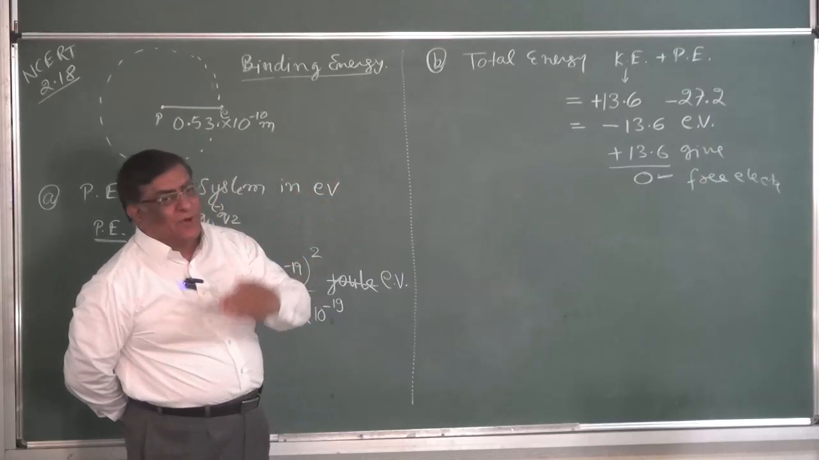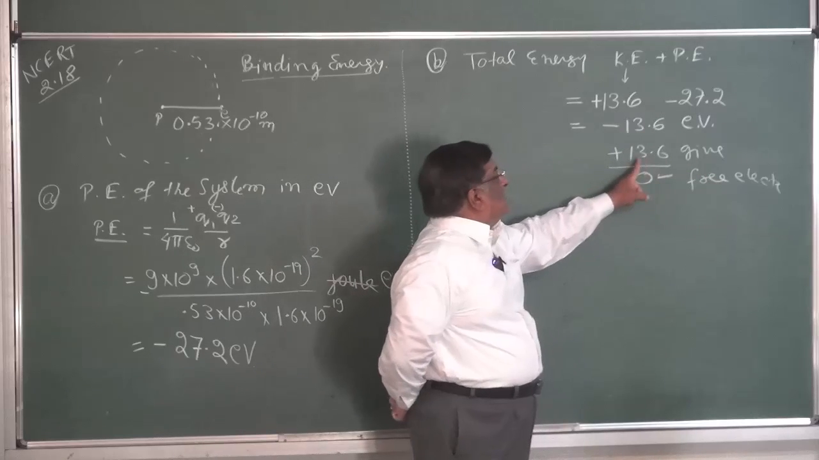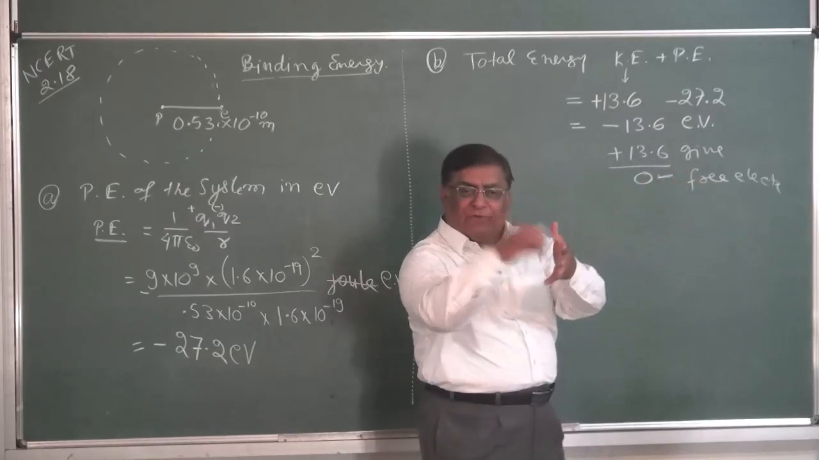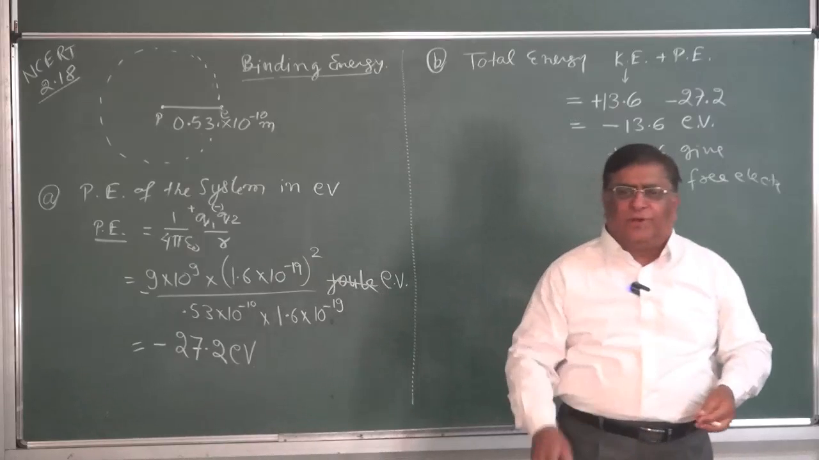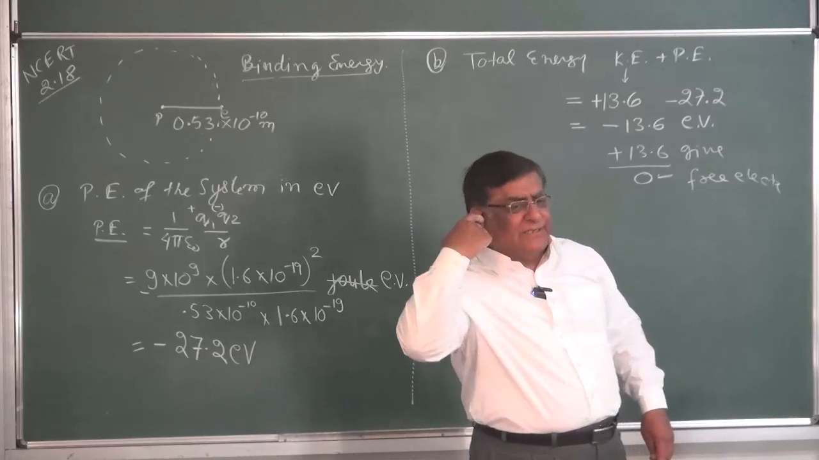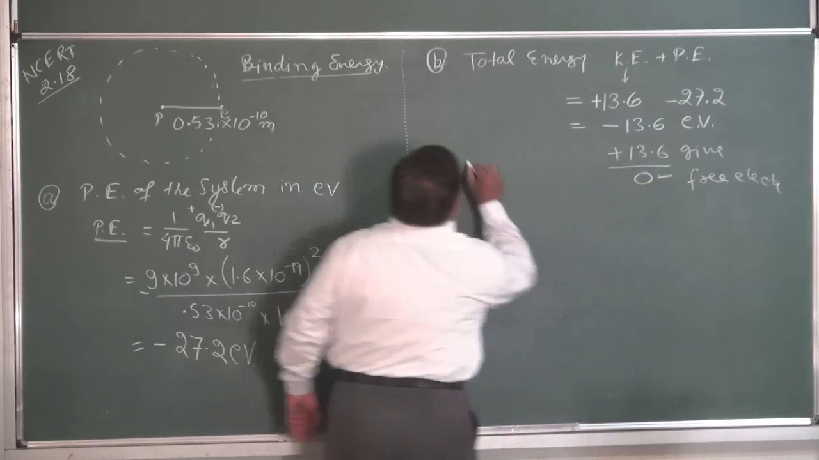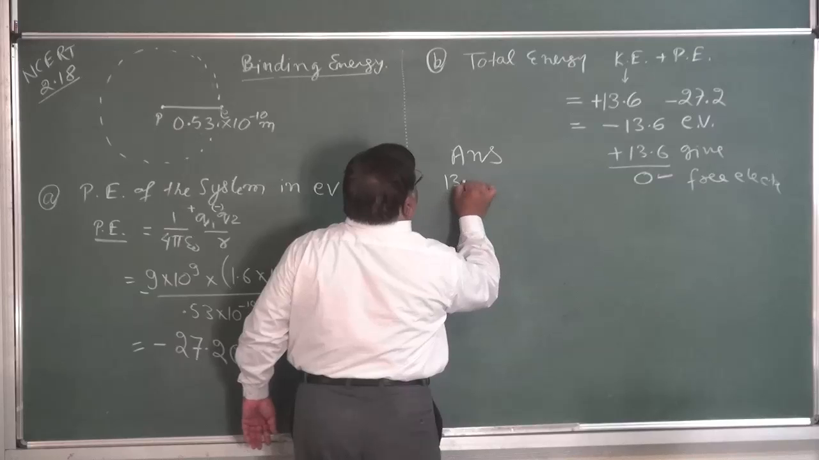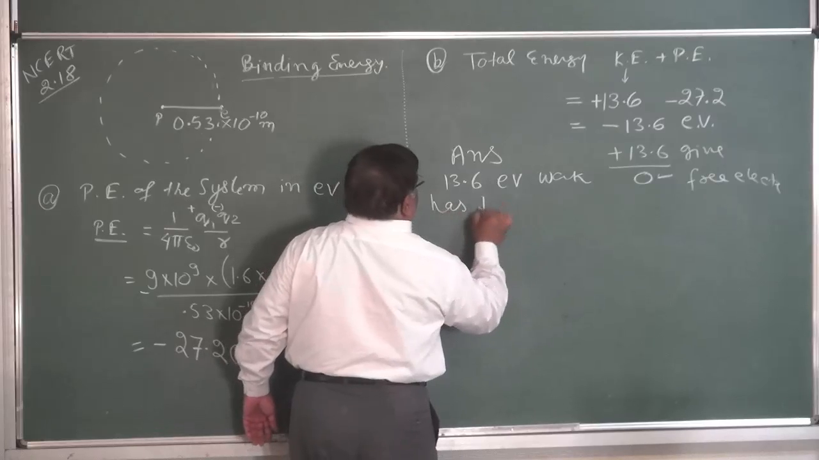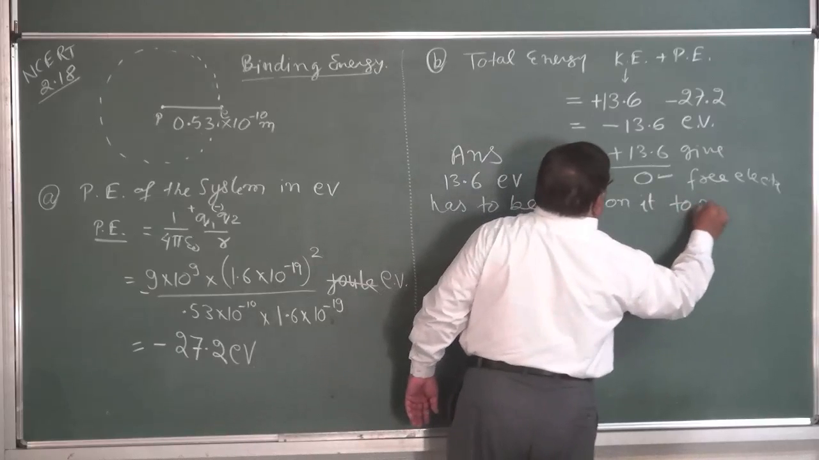Anyway, binding energy is not our topic. Our topic is how much work we should do so that it becomes a free electron. The answer is 13.6 electron volt we will have to give it. How do we give it? We do work on it. We don't get into detail. Basically, we will give it a push. How much energy will we give it? 13.6. Then it will fall out of it and go to infinity. So our answer is 13.6 electron volt work has to be done on it to make it free.